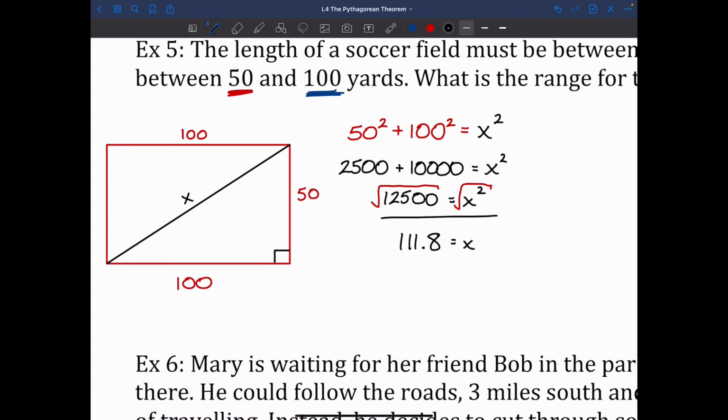Last thing I need to put on that 111.8 is yards. We're talking about a word problem. We should use our units. Everything else is talking about 50 and 100 yards. We're working in yards.